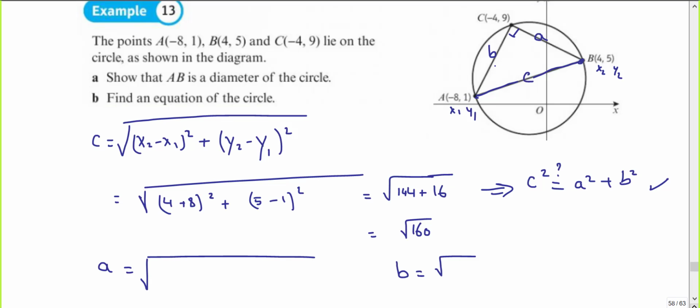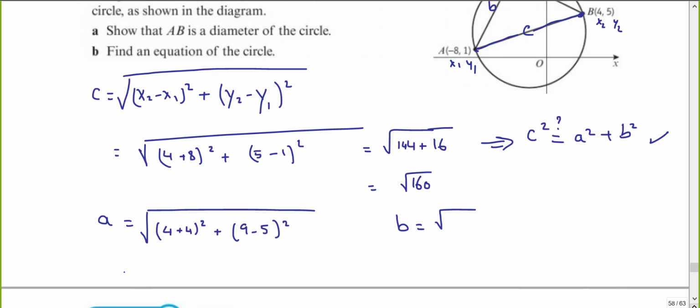So I'm gonna find A. I'm gonna use the 2 points B and C. So it's 5. I'm gonna use X first. So x2, that will be 4 minus 4, it means plus 4. This is your mistake. Plus y2, that will be 9 minus 5, all squared.